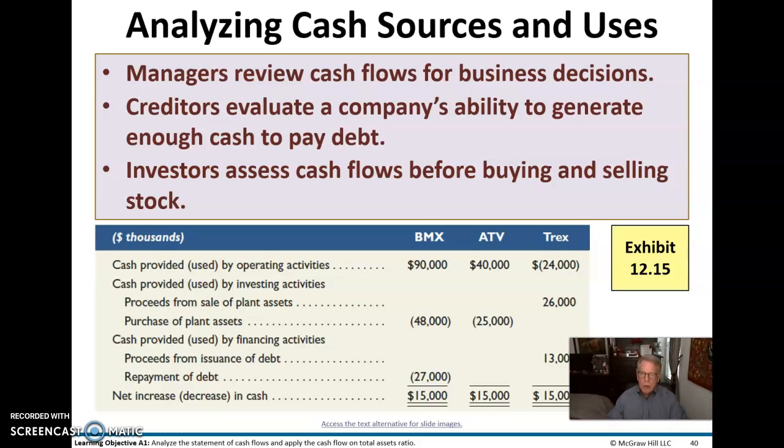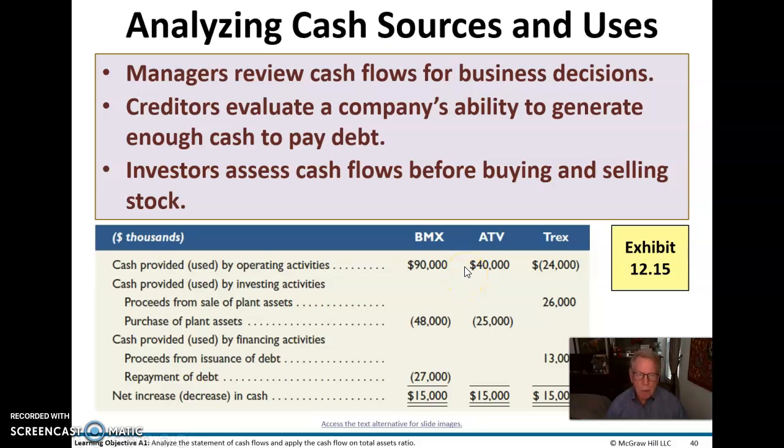And so here, look at these three companies, BMX, ATV, and Trex, and you can see that they all increased cash by 15,000. But how did they do it? Well, BMX had a big operating cash flow increase of 90,000, but they spent some money on some new plant assets and they repaid some debt. So that's what you like to see. You like to see operating activities really large.